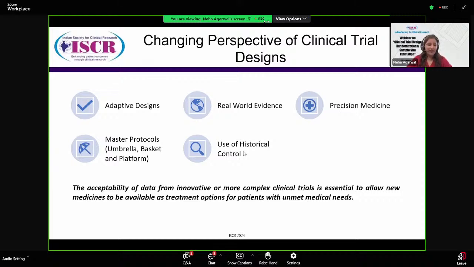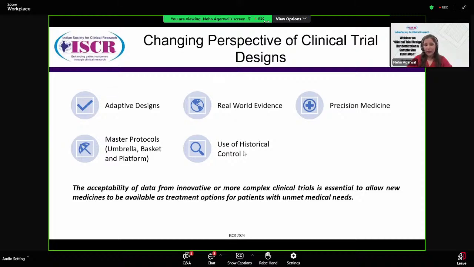Another is now the master protocol. Nowadays we are really hearing this term, and master protocols are being developed. But what is it? As we say, it's master, right? So it is answering multiple questions. Okay. So in master protocol, again we bifurcate based on umbrella, basket, and platform.